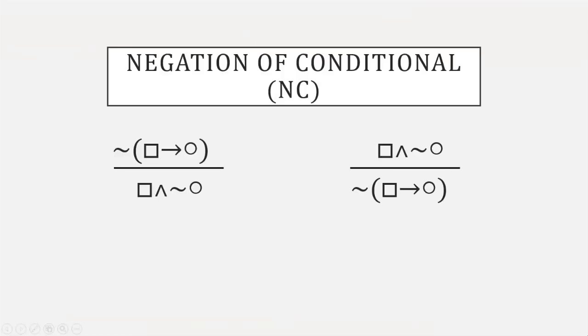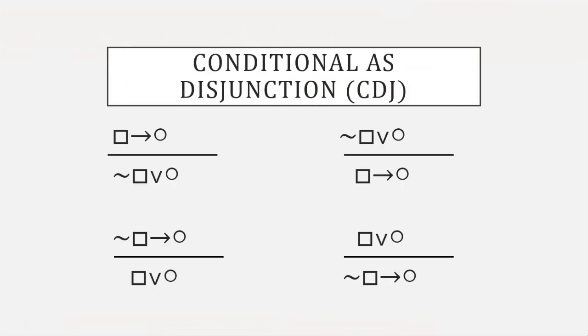Okay, negation of conditional. I don't think we've got time to show you all of the proofs for all of these, but I just wanted to show you at least one to get us re-warmed up about derivations. Okay, so that was negation of conditional. Here's another one. Conditional as disjunction, CDJ. Another quite useful rule. So this one's got 4 forms based on where the negation is, but look at the top left-hand side for right now. If you have a conditional, you can get, it's not the case that square or circle.